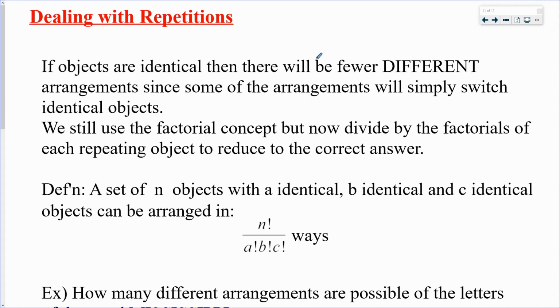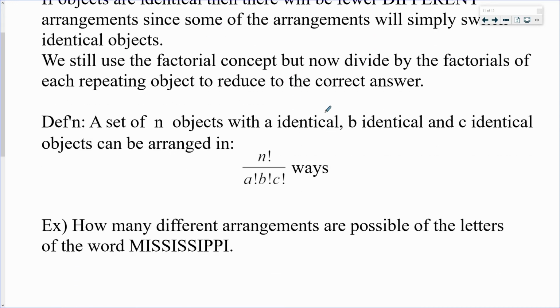So we basically discovered there's going to be fewer different arrangements, and some of the arrangements will actually just be switching identical objects. So we use that factorial concept, but now we divide by the factorials of each repeating object to reduce to the correct answer. Say we have n objects, but there's A identical and B identical and C identical objects within that n. The formula is you take your total number and you divide by the factorial of the number of each repetition.